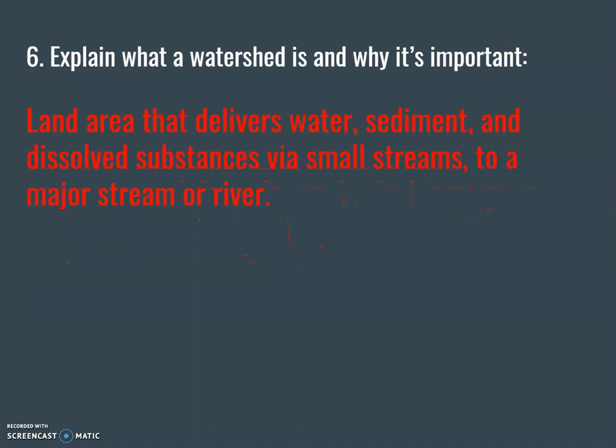Explain what a watershed is and why it's important. It's a land area that delivers water, sediment, and dissolved substances via small streams to a major stream or water body. One of the famous ones is the Chesapeake watershed. There's the Delaware River watershed. What are all the streams that flow into the Delaware?